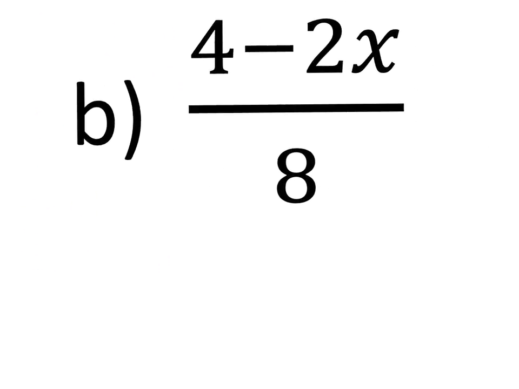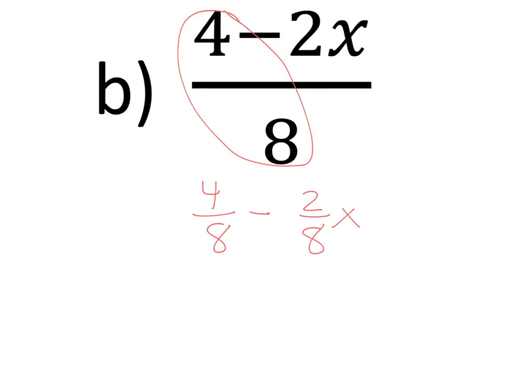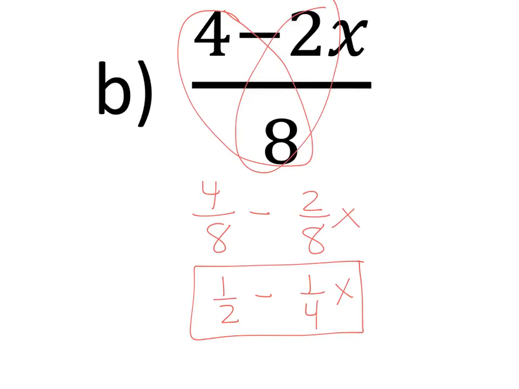So on B, when I break this up, okay, I'm going to put 4/8 minus 2/8 x, okay? So again, I've got this guy and this guy. That 8 goes to both parts. So 4/8 is 1/2 minus 2/8 reduces to 1/4 x, okay? This right here is going to be your final answer. You have to make sure you reduce fractions, okay? It will be wrong if they're not reduced.